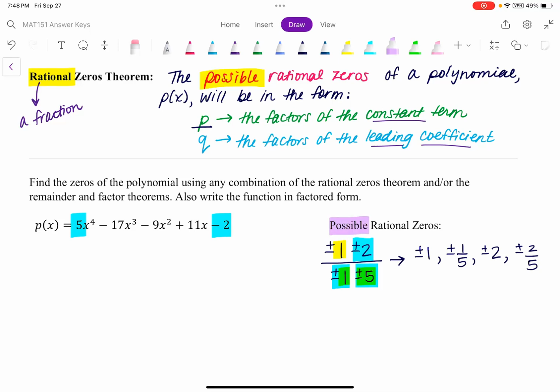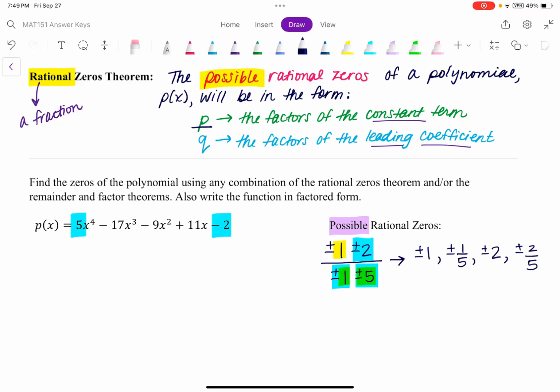So we're not guaranteed that all of these are going to work, but we know that if there is a rational zero, it'll be one of these values. So there's a little bit of guess and check that happens here. We just have to guess one of these values from this list and see if it's going to work. But of course, we want to be smart about how we go about this list. We want to work smarter, not harder.